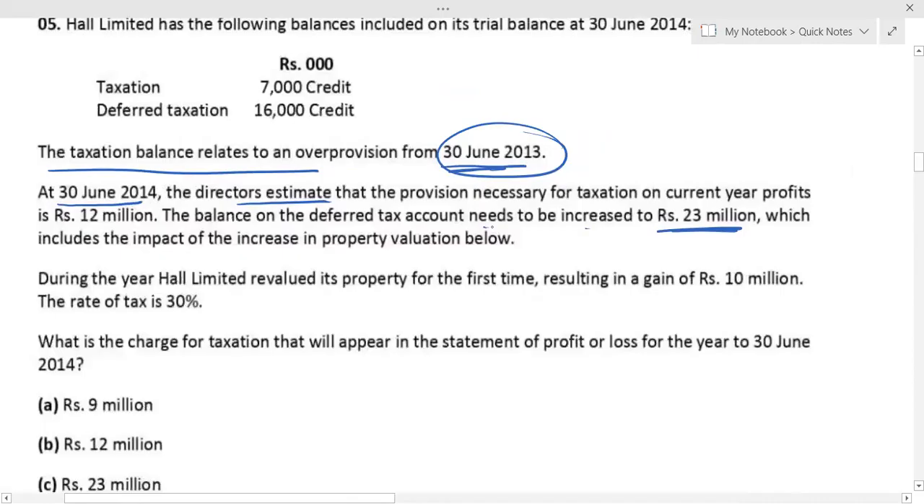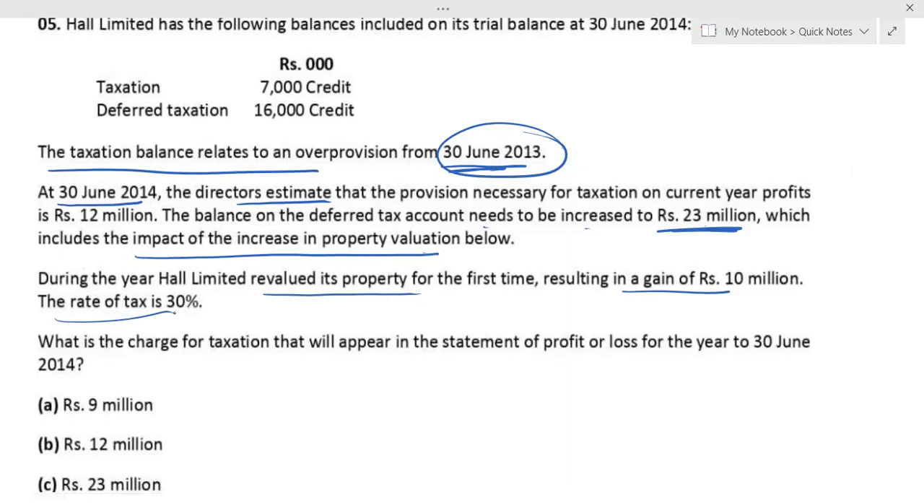The balance on the deferred tax account needs to increase to 23 million, which includes the impact of increase in the property valuation. During the year, Hall Limited revalued its property for the first time, resulting in a gain of 10 million, and the rate of tax is 30%. Now listen carefully. When deferred tax liability arises from revaluation surplus, then it is charged to revaluation. So basically, this 23 million includes the impact of revaluation deferred tax liability, which relates to the revaluation surplus. So 10 million multiplied by 30%, the deferred tax liability is 3 million.